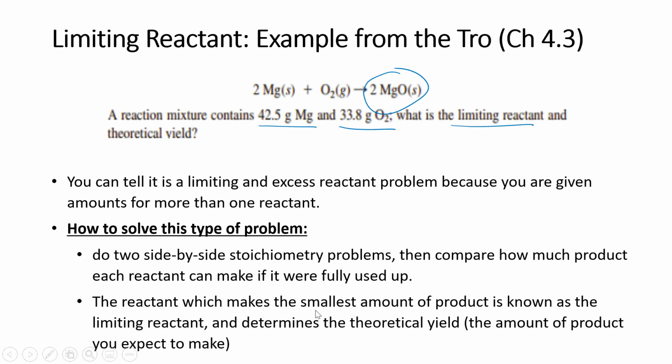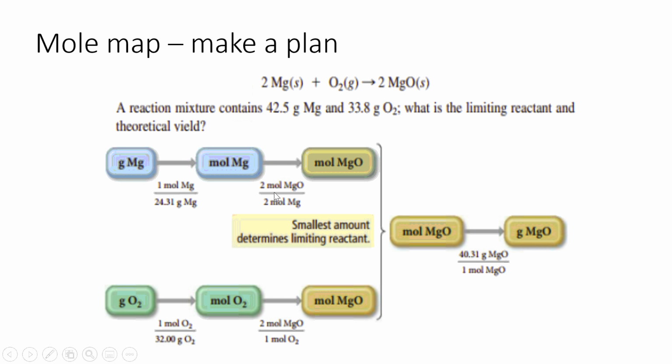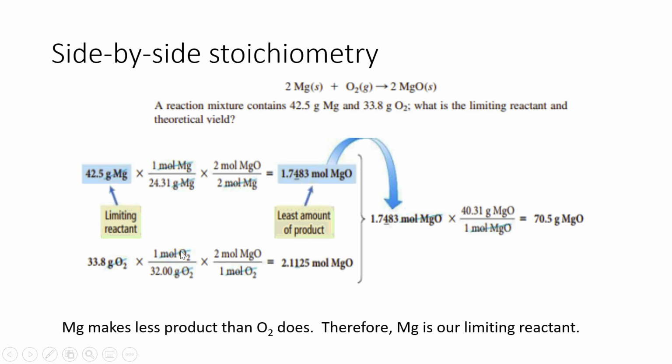Okay. So whoever makes the smallest amount of product is known as the limiting reactant, and that will determine the theoretical yield. So how much product you actually expect to make in the lab. So here's a visual showing this. See, we're doing two side-by-side problems. You figure out which one makes less magnesium oxide, and then you can do this final step to figure out how many grams that would be. So here is that setup.